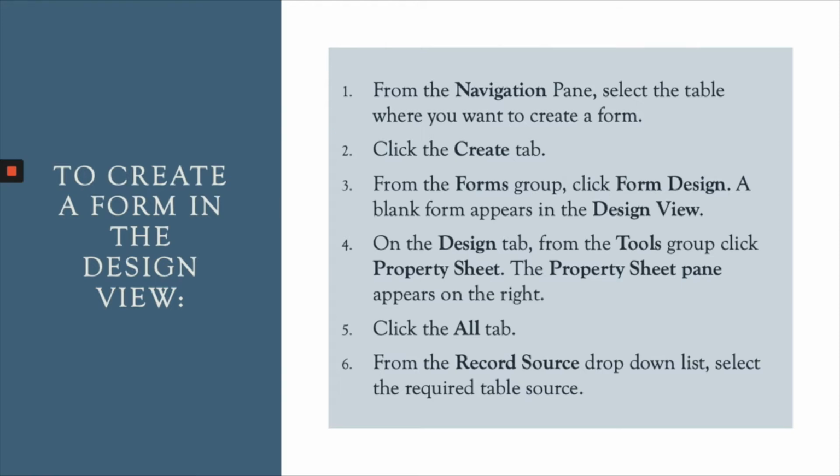On the Design tab, from the Tools group, click Property Sheet. You have to click on the Property Sheet option. The Property Sheet pane appears on the right. Then click the All tab. The next step is you have to click on the All tab. From the Record Source drop-down list, select the required table source. You have to look for the Record Source drop-down list and select the required table source.